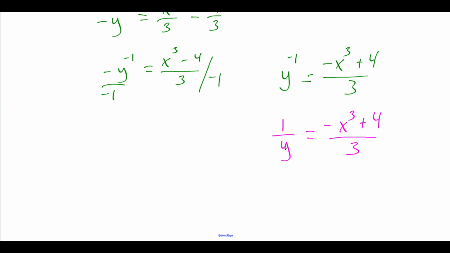Now, we don't want to have that 1 over y on the left-hand side. We want y to just be a regular y. So what we can actually do is take the reciprocal of the left-hand side. We can flip that over to make it just say y equals. But if we flip the left-hand side over, then we also have to flip the right-hand side over as well. So we get the equation y equals 3 over negative x cubed plus 4.